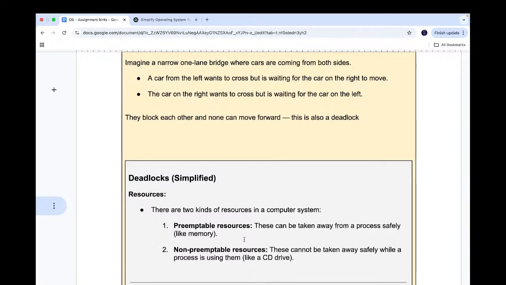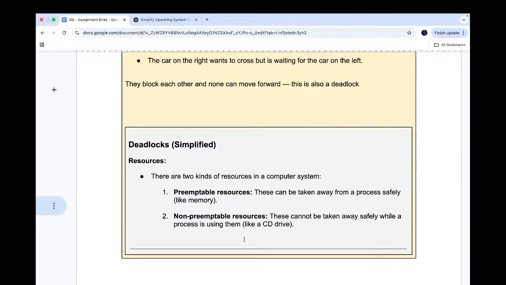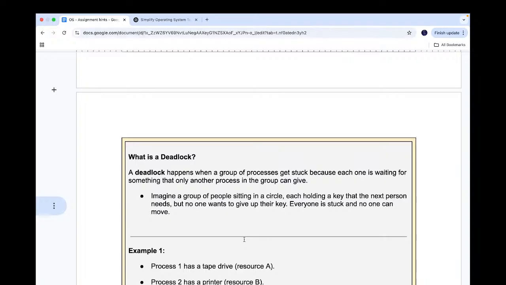Deadlock simplified. Resources. There are two main kinds of resources in a computer system. Preemptive resources can be taken away from a process safely. Non-preemptive resources cannot be taken away safely while a process is using them. What is deadlock? A deadlock happens when a group of processes get stuck because each one is waiting for something that only another process in the group can give. Imagine a group of people sitting in a circle, each holding a key that the next person needs, but no one wants to give up their key. Everyone is stuck and no one can move.